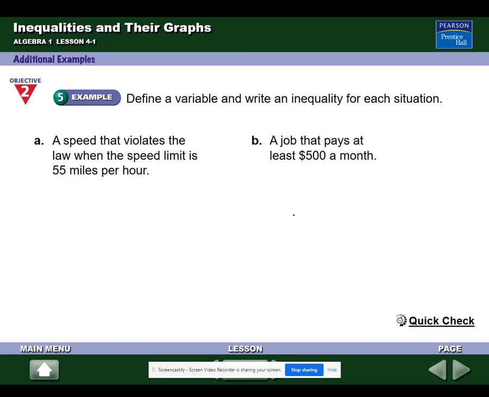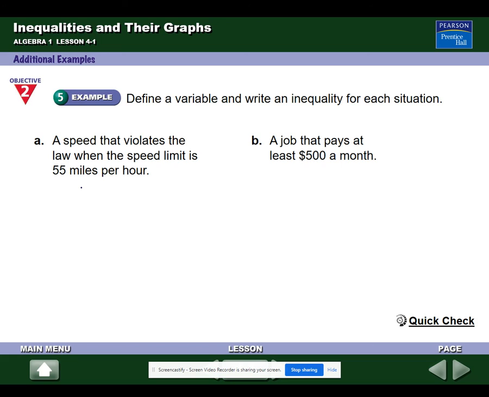All right, last one. It says define a variable and write an inequality for each situation. You've had this directive before to define a variable. I don't need you to define a variable. Pick a letter. You just pick a letter and you're going to use that. And it says a speed that violates the law when the speed limit is 55 miles per hour. Now, you know, 72 is a violation, but it's not the only one, right? 71, 70, 56, 56.29. All of these speeds violate the speed limit. So this is an inequality situation. This is why the world needs inequalities, okay?